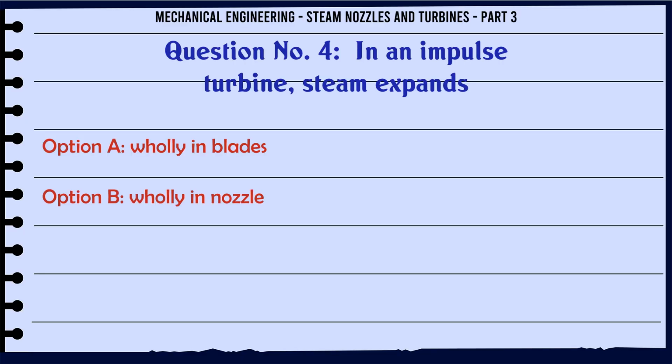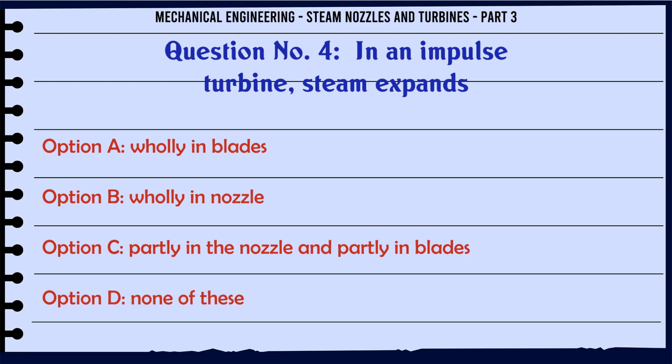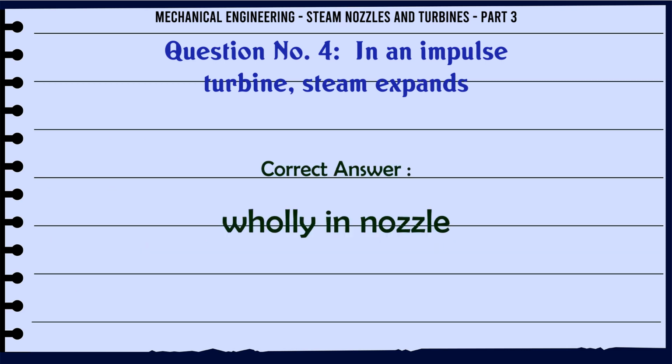In an impulse turbine, steam expands: A. Wholly in blades, B. Wholly in nozzle, C. Partly in the nozzle and partly in blades, D. None of these. The correct answer is wholly in nozzle.